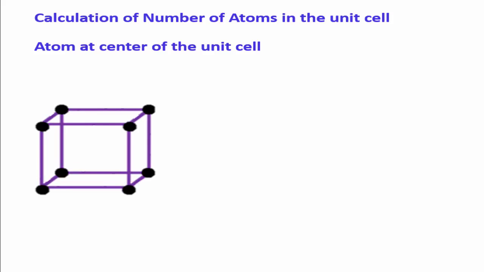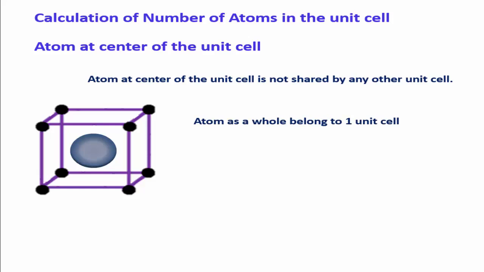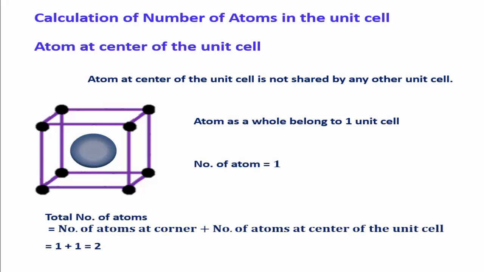Now we calculate the number of atoms for the center of the unit cell. When the atom is present at the center of the unit cell, it is not shared by any other unit cell. The atom as a whole belongs to that one unit cell. So the number of atoms is 1 and the total number of atoms becomes 2, that is atoms at the corner and atoms at the center of the unit cell.